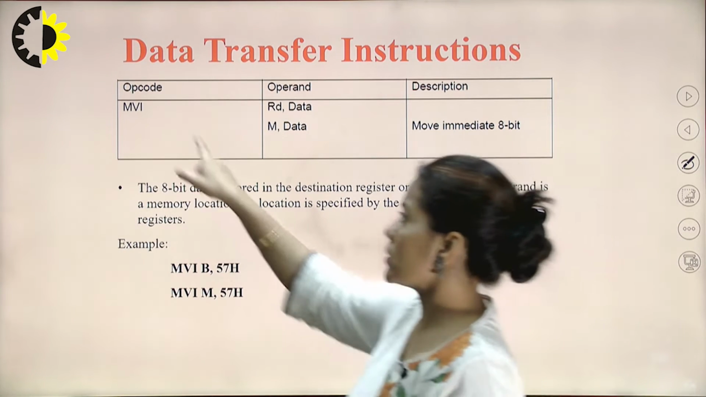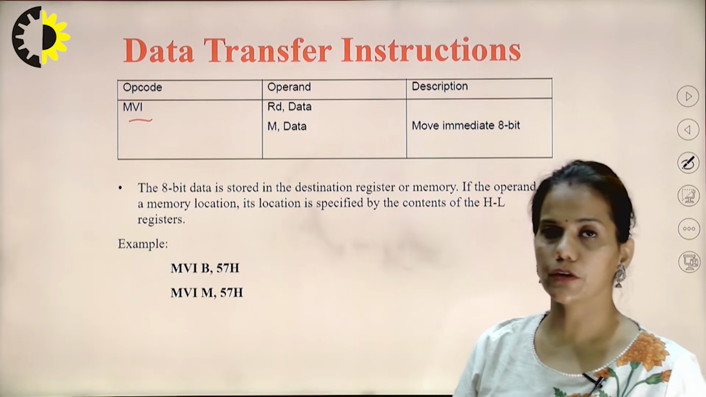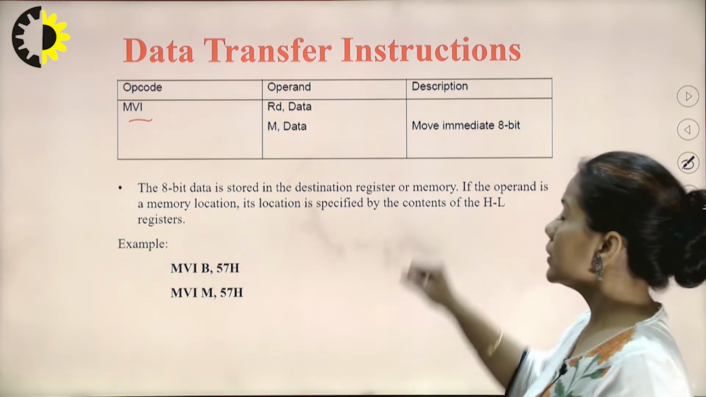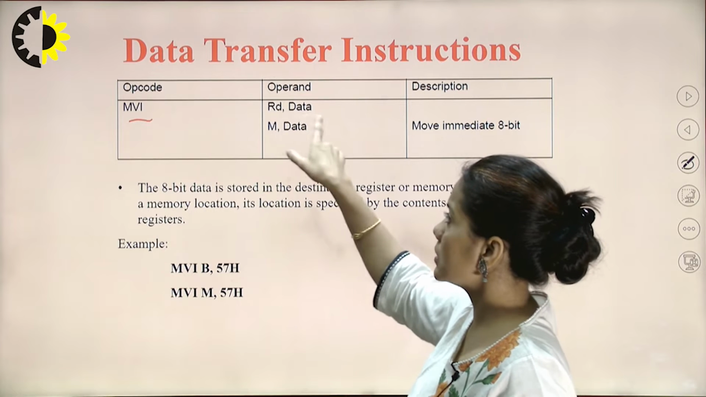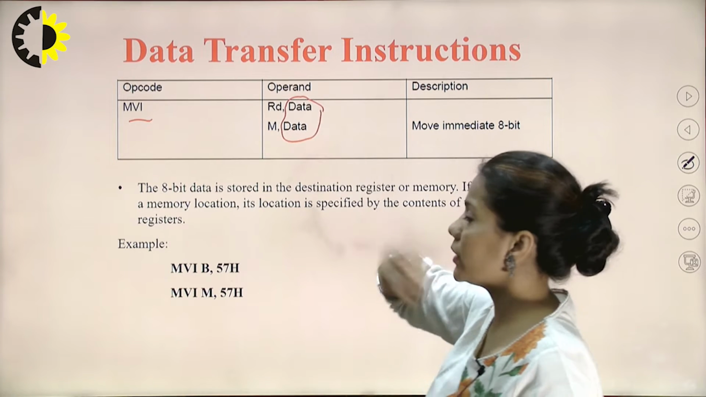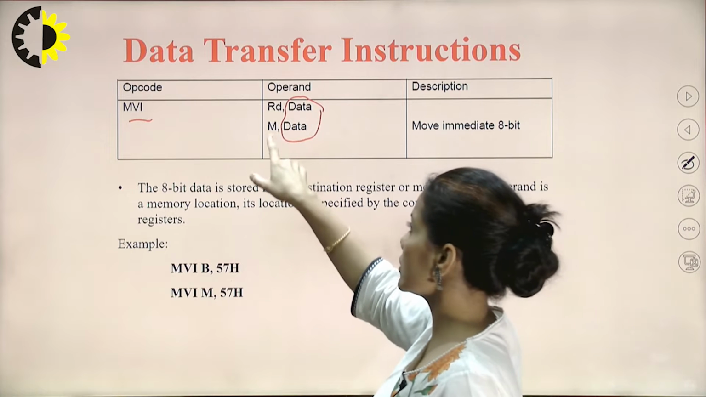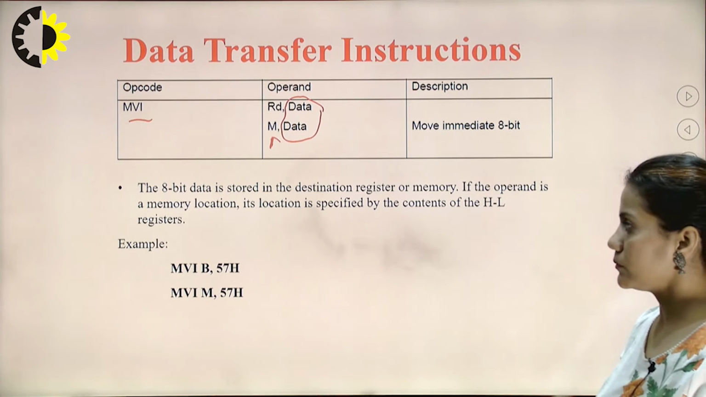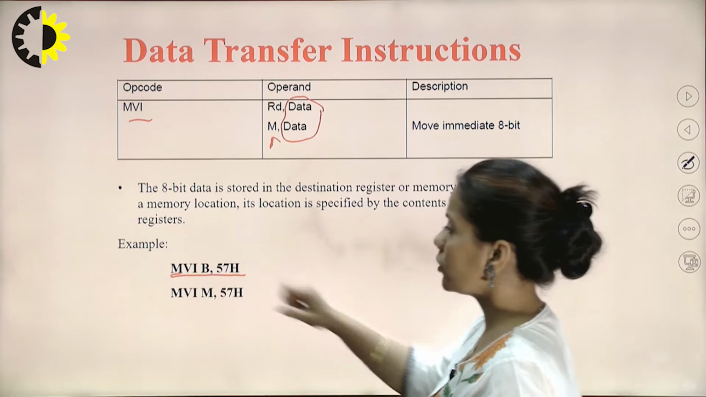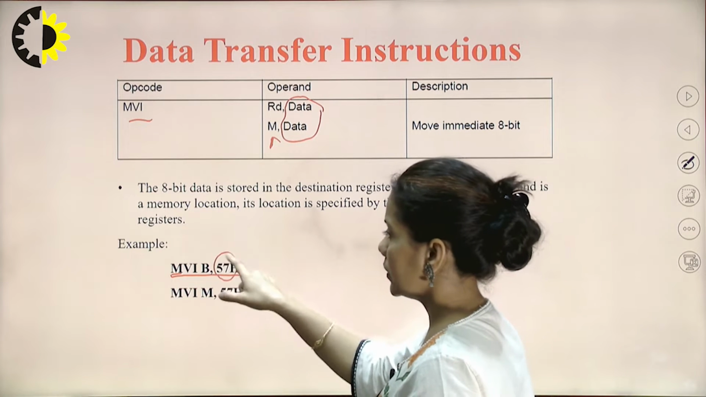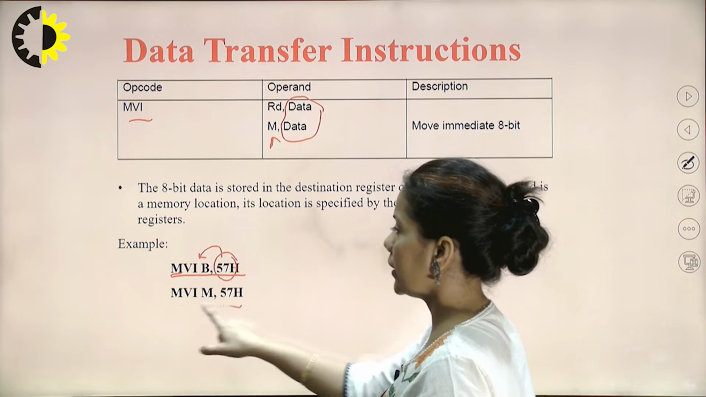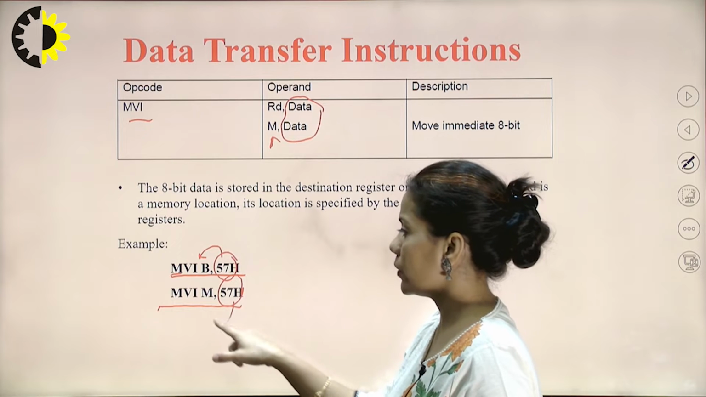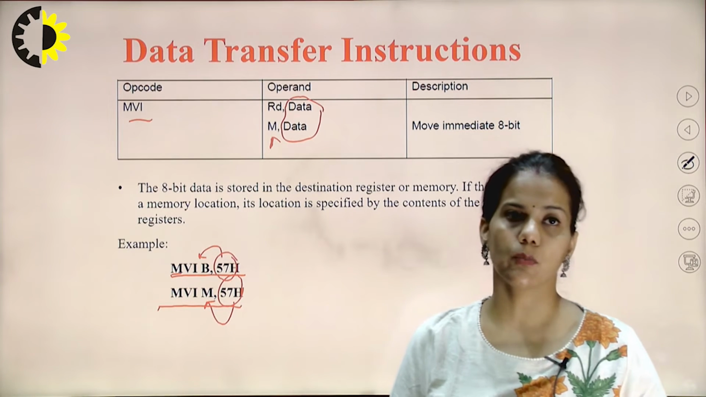The next instruction is related to the immediate addressing mode, which I have already discussed in my previous lecture. Here the source operand will be immediate data, and the destination operand can be a register or the memory pointer. If I write MVI B, 57, this immediate data 57 will be copied to B. If I write MVI M, 57, this immediate data will be copied to the memory location pointed to by the HL register pair.